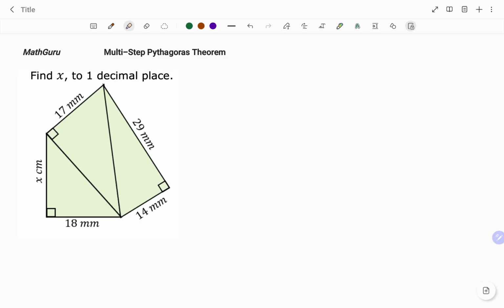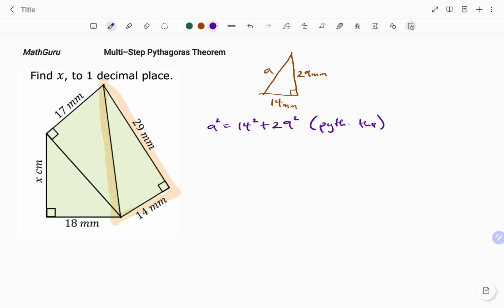So, starting with the first triangle I highlighted, I have the dimensions. I'm going to draw that out. I have the right angle triangle. I have the hypotenuse missing, so I call that A. I have the length of side 14 millimeters and 29 millimeters. Using Pythagoras theorem, the square of the hypotenuse, A squared, equals the sum of the square of the other two sides. That's 14 squared plus 29 squared. That's Pythagoras theorem.